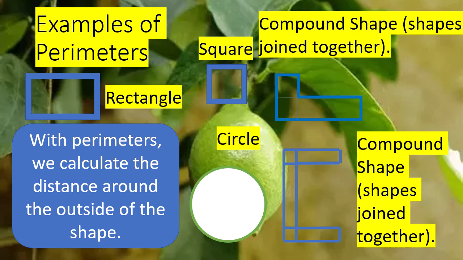They've joined together three rectangles, one vertical one going up and down, and two horizontal ones going side to side. But some of the lines are not on the outside, so those are not part of the perimeter. So with perimeters, we calculate the distance around the outside of the shape.